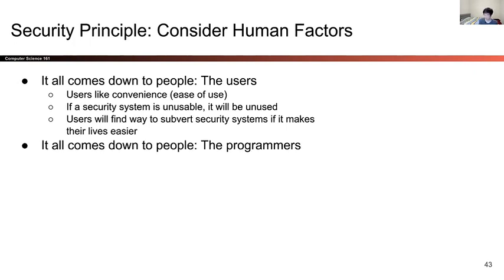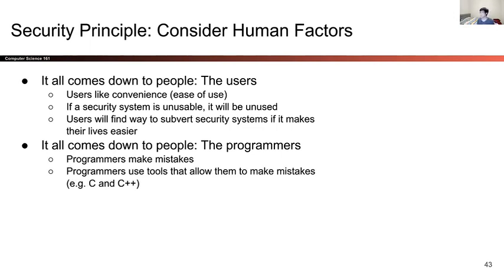We can also talk about the programmers. Programmers make mistakes. I have written code that's segfaulted. I'm pretty sure everyone here has, if you've written C and taken 61C. We use tools that allow us to make mistakes. And this is inherently an issue because we would rather prevent these mistakes from happening in the first place. But we use languages like C and C++ that allow the programmer to easily make mistakes that the attacker can exploit in the future.